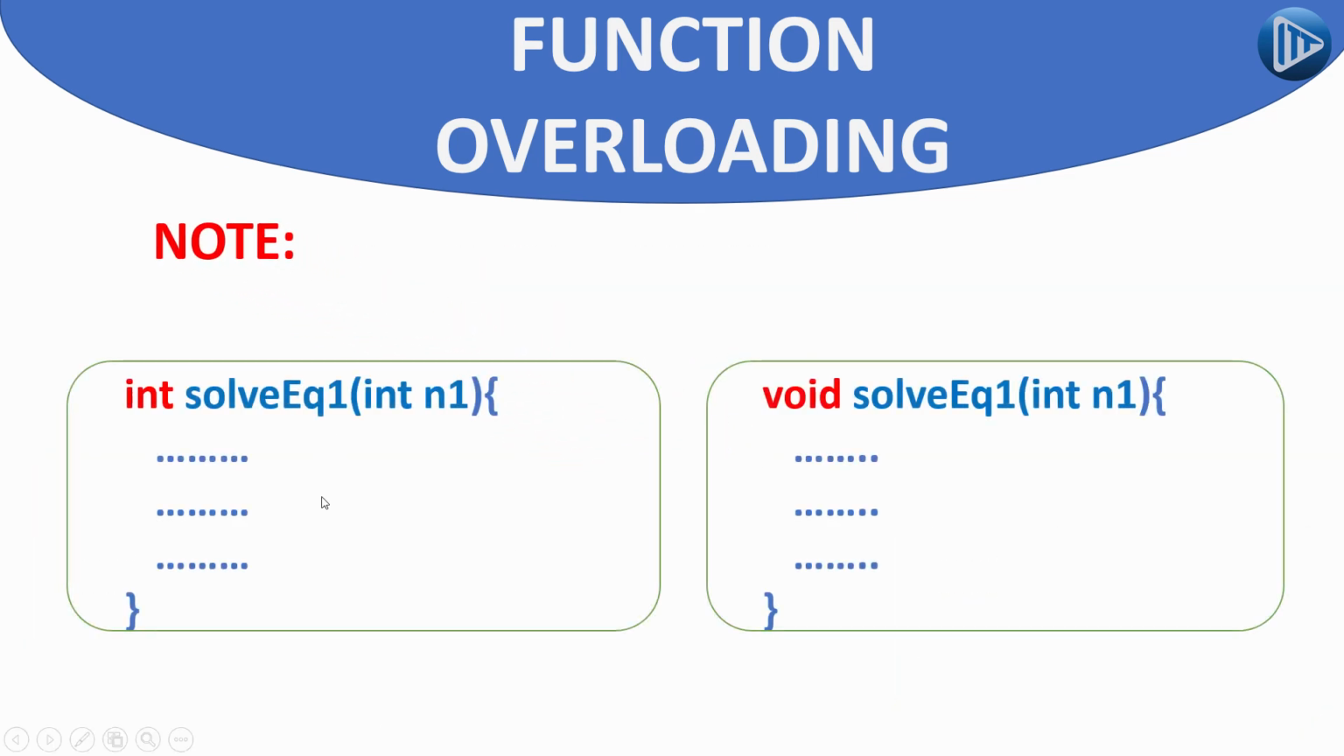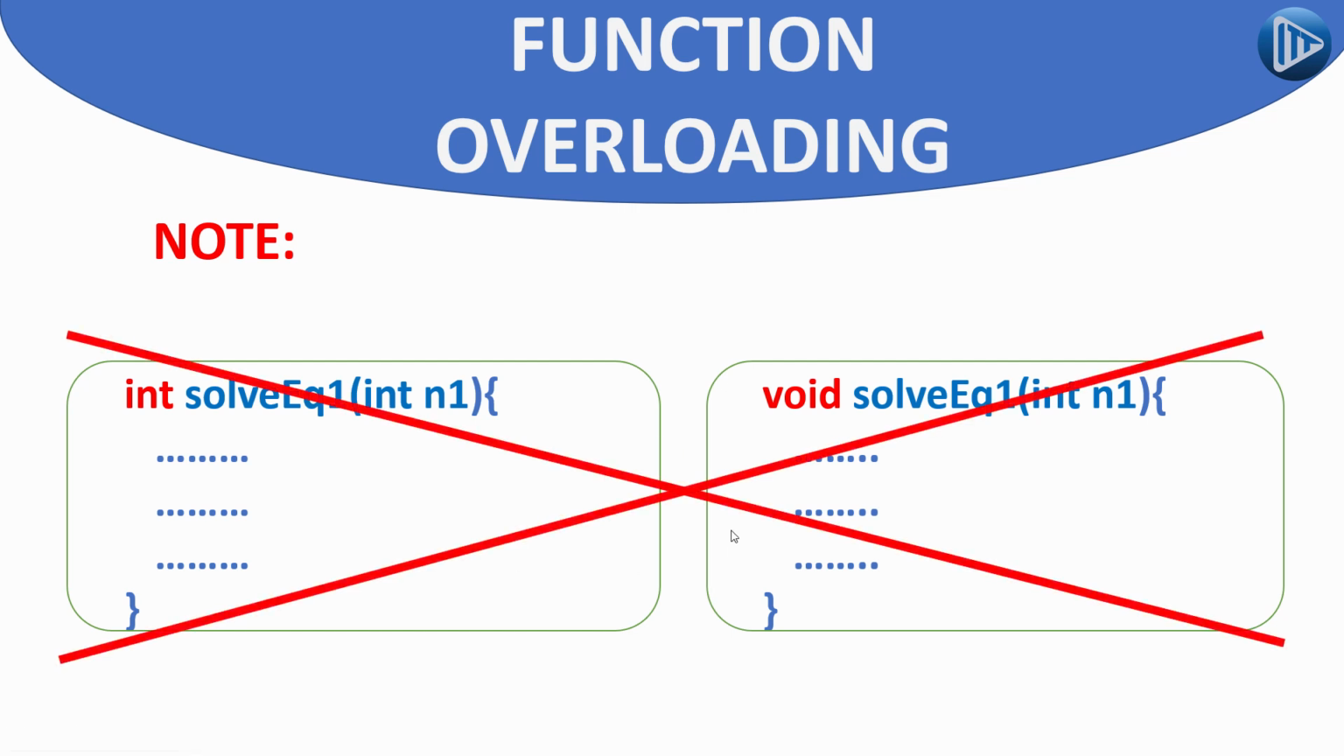As you can see, this is the first function. Our parameter numbers are the same, int n1, and the types are the same. But what we did change is the type of the function itself. This one's return type is integer, but this one is void. This one is not gonna work. Like changing the type of the function is not an overloading.